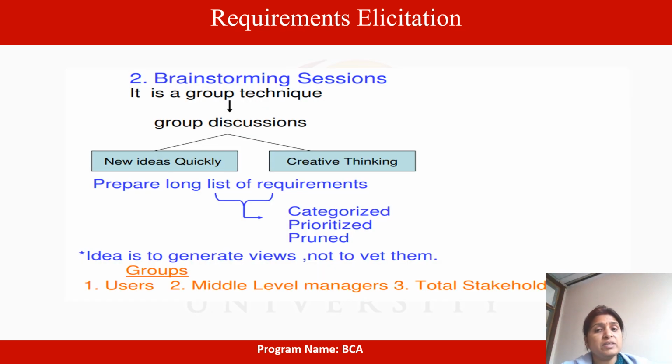Another is your brainstorming session. In a brainstorming session, you go to a person, personally meet him, and ask the questions in such a way that he gives you the answers very correctly. Your framing of the questions, the process of asking the questions, will let you know what problems the existing system is having.